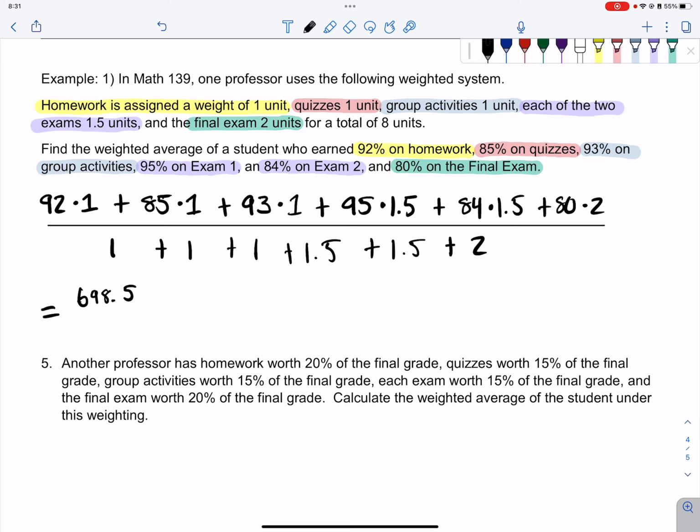698.5. And then that denominator, when we add all those together, that gives us 8. And now we can simplify that, and you should get 87.31 approximately. And this is going to be their percent in the course.